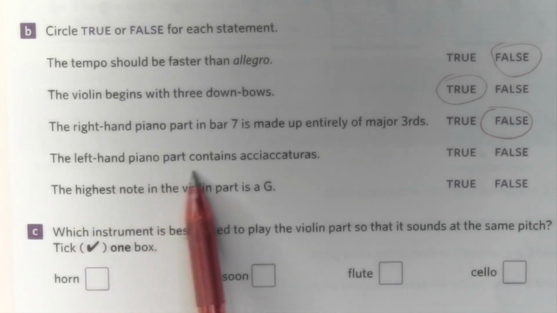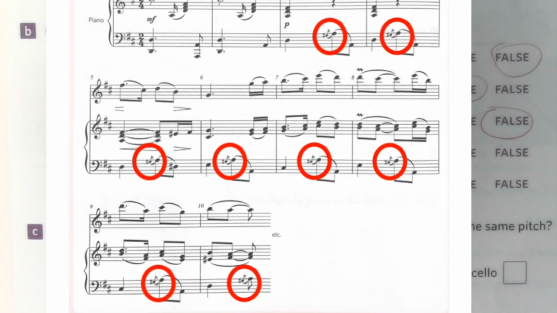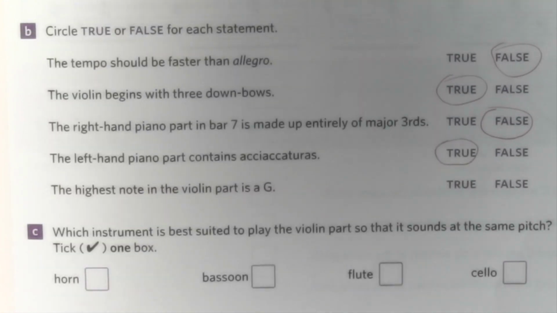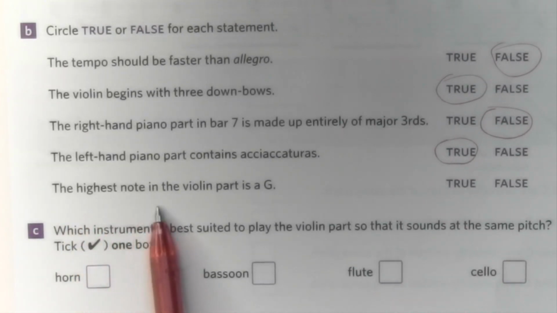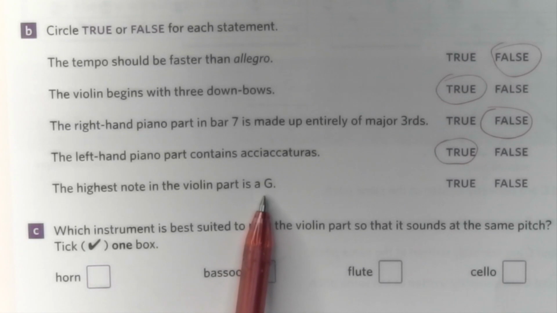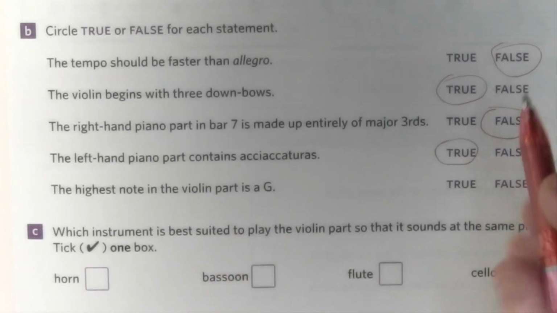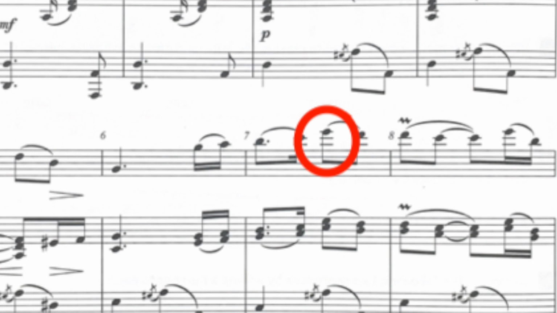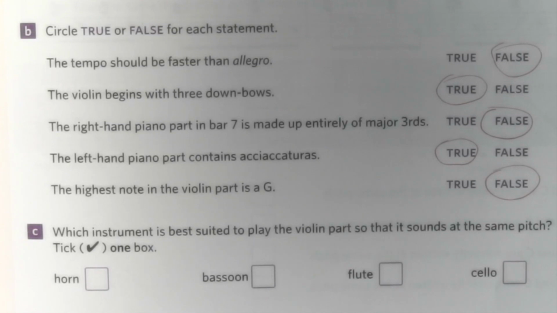And the next one, by the way, is also a minor third, so double false. The left-hand piano part contains acciaccature. Yes, these small notes with a line through are acciaccature and must be played like tr, tr, tr, tram, pam, pam, tram, tam, tam. Okay. The highest note in the violin part is a G, and I'm afraid this is incorrect because the highest note is a mi, E, and only in the bass clef that note would be called G. So incorrect.